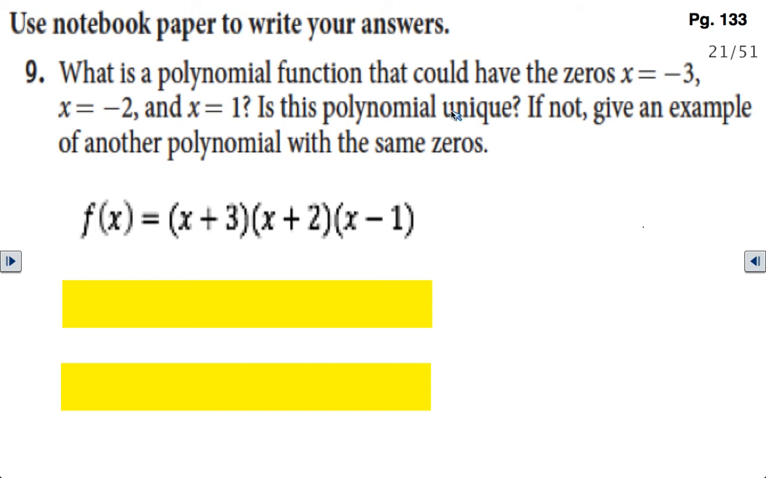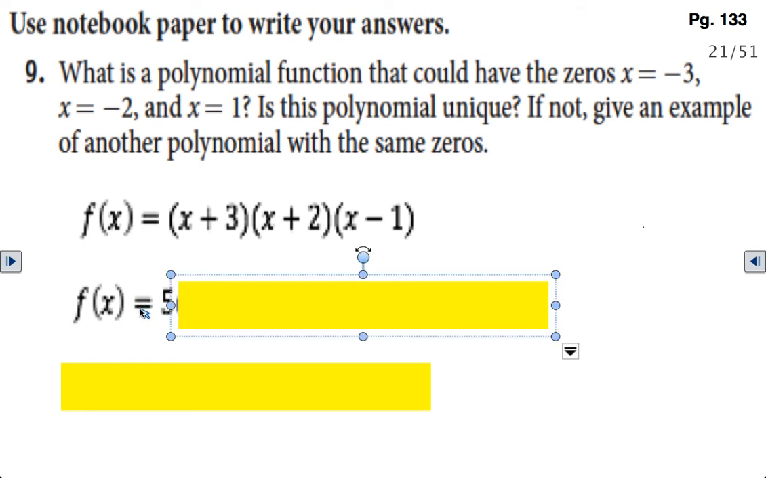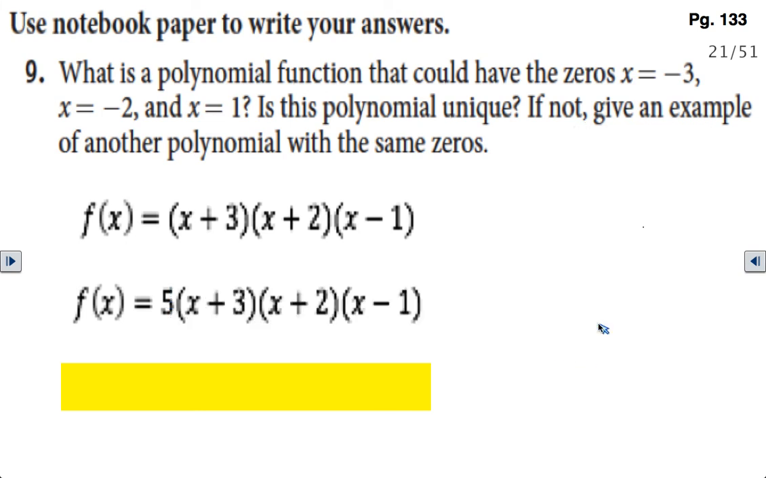Now, is this polynomial unique? In other words, could you have another equation that will have those same x-intercepts? Well, yes, you can. One option is if you have a leading coefficient that's some number other than 1. That will give you the same x-intercepts. It's just going to stretch where the minimum and maximum points are. All right.